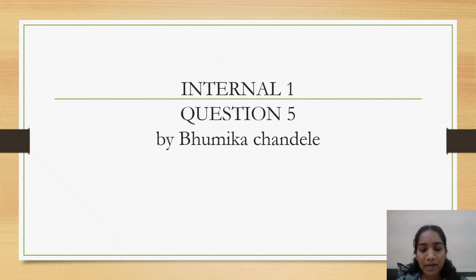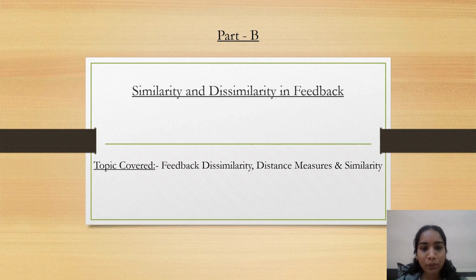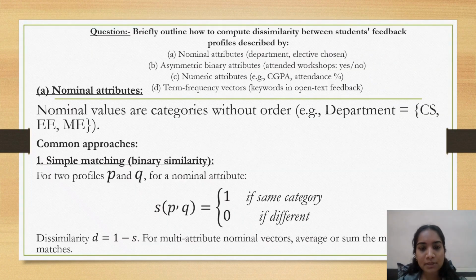Hello everyone. Today I will be explaining the internal one solutions, part B, question number 5, where I'll be explaining how we compute dissimilarity between students' feedback profiles when the data contains different types of attributes, and each attribute type requires a different distance or dissimilarity measure. Dissimilarity helps us understand how similar or different two student feedback patterns are, and this is important in clustering, grouping feedback, or identifying patterns in student experiences.